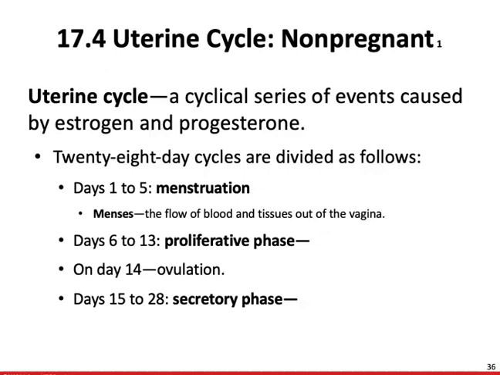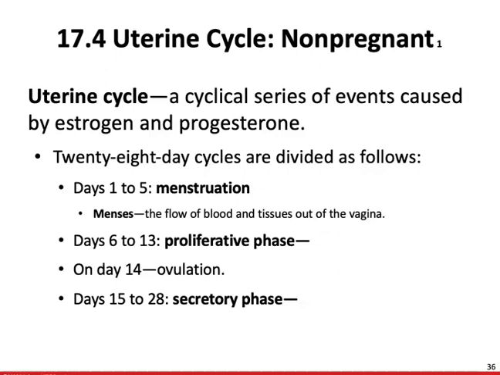During days 6 to 13, we have the proliferation phase. This is an increased production of estrogen by a new follicle. This is going to cause the endometrium to thicken and become glandular. On day 14, ovulation will occur. Days 15 to 28 is what's known as the secretory phase.